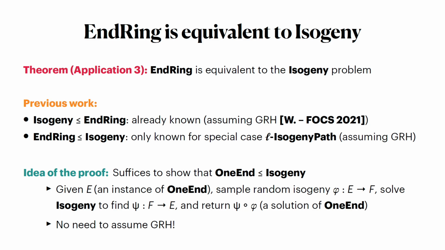equivalence. Not the equivalence. Only one direction is unconditional, actually. The direction from isogeny to end ring still relies on the generalized Riemann hypothesis.